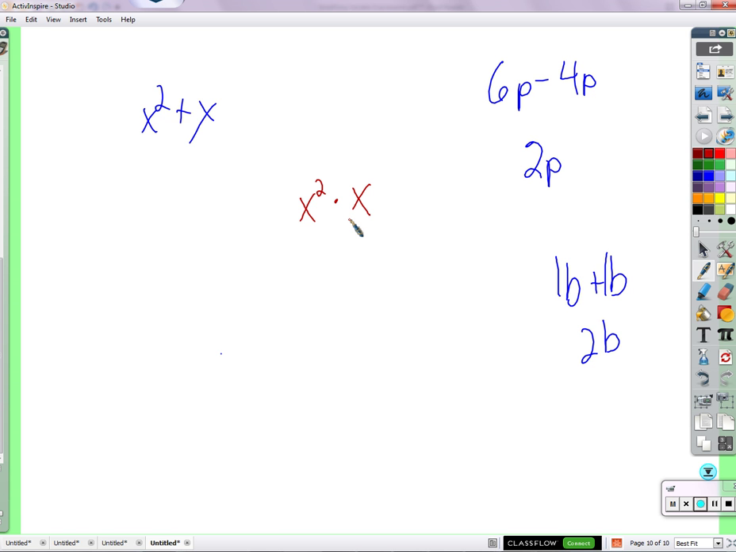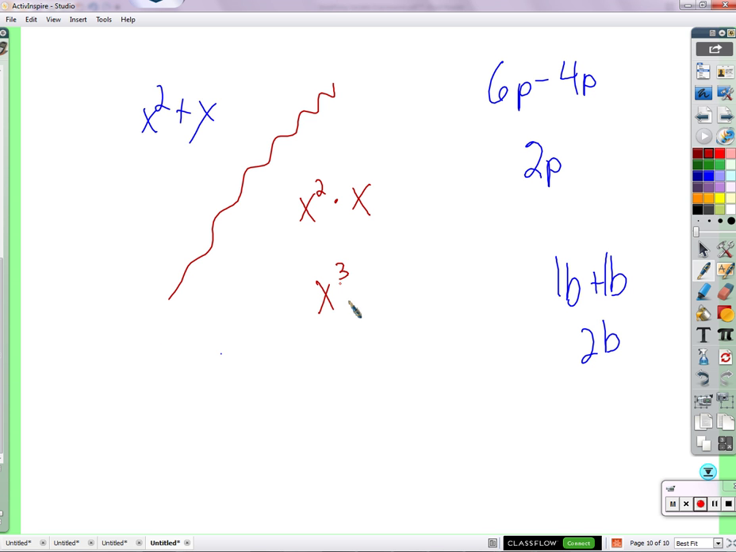Now, on the other hand, if I had x squared times x, it's different. I'm not really combining them here. We're changing the operation to multiplication, so this is a totally different thing. Can I multiply an x squared by an x? Can I somehow make a new thing? Is it x cubed?